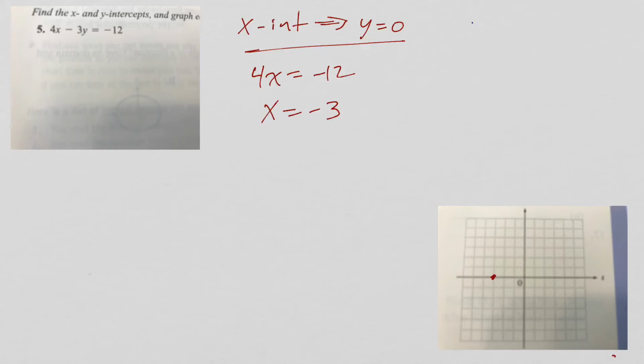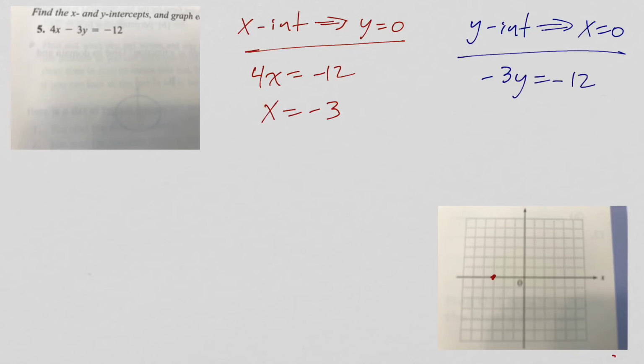To find the y-intercept, we're going to set the x equal to 0. So when x is equal to 0, we have negative 3y is equal to negative 12, so y is equal to positive 4. And we go 1, 2, 3, 4, and we graph a point there. And our graph will look like this. Make sure you use a straight edge.